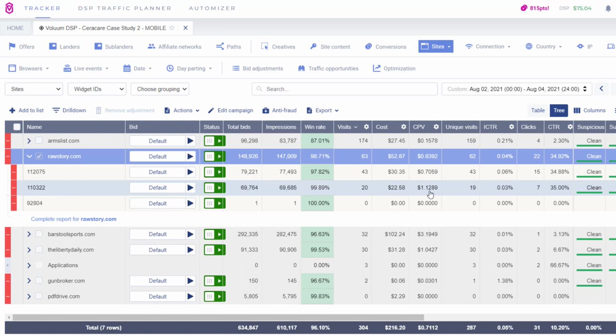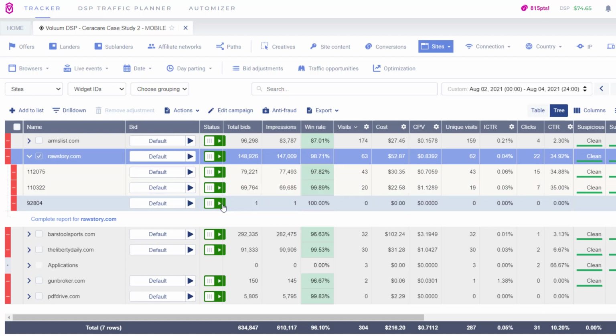And then this one right here, the cost per visit was $1.12, ICTR 0.03, a decent landing page click-through rate of 35%. So I'd keep that as well. And then this one's not getting anything, so maybe I'll just go shut that off and focus on these two.